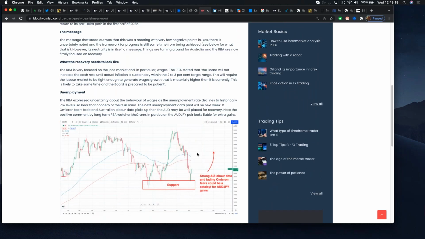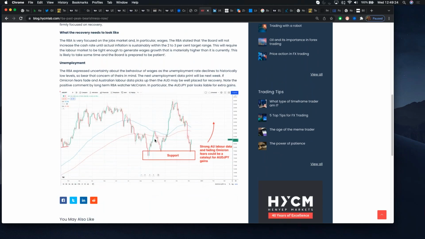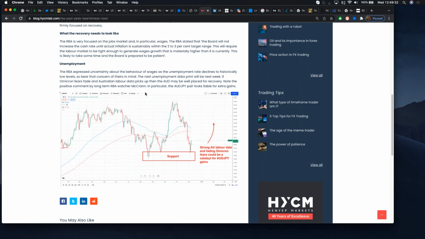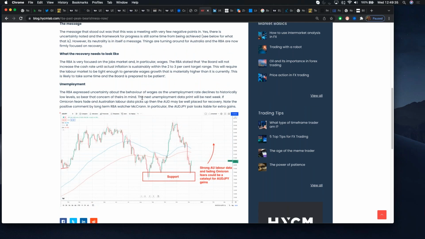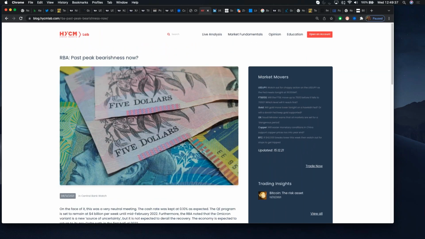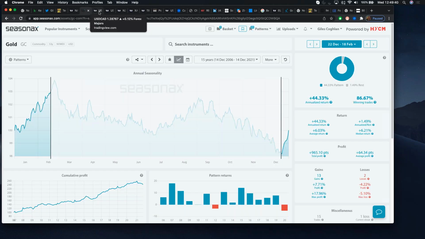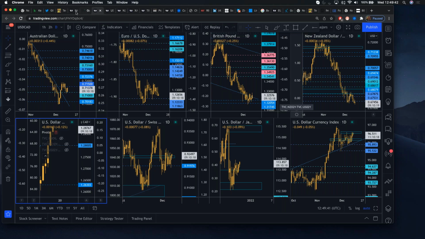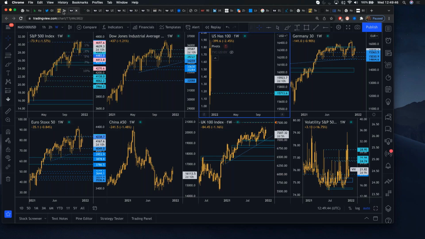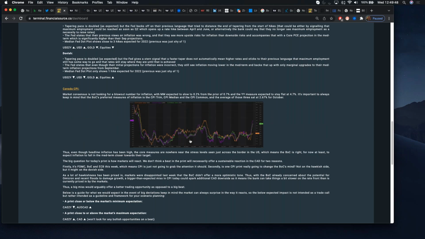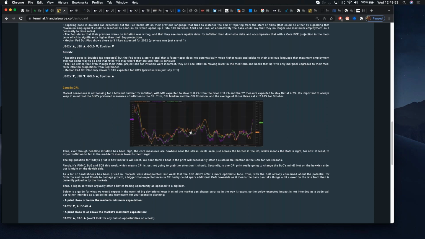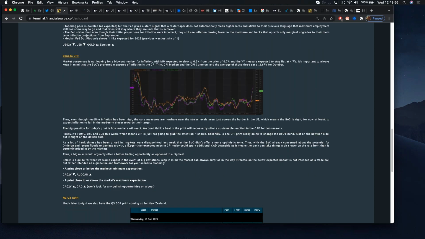So I was looking like strong Aussie labour data and fading Omicron fears could be a catalyst for Aussie yen gains. Looking at that, and the RBA watcher McCran is sort of saying, I haven't put the link in there, but basically saying there could be an interest rate hike as early as next year, right? So very, very hawkish in the near term environment of a very dovish CAD. So if CAD is a big miss, then more Aussie CAD upside is in play.